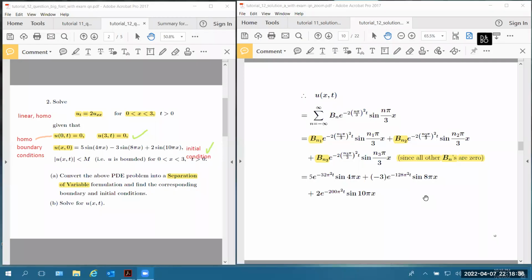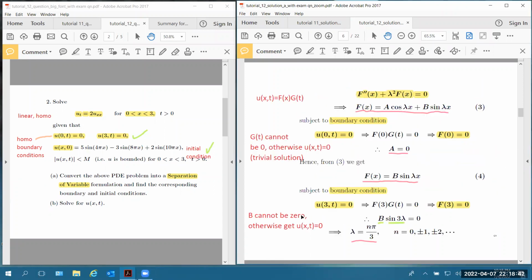Okay? Prof, I got one question. Can you go to the slide for question 2A, right? The one whereby you say the f(x) equals a cosine lambda x. How do you actually get that? You mean this one? Yeah, the equation you underlined. Equation 3, huh? Yes.